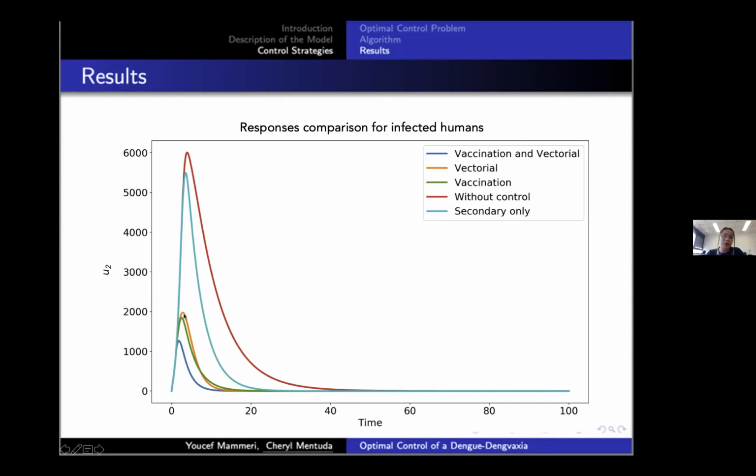For the vectorial control, it takes longer time, but the difference between the vectorial control and the vaccination is not that high. But you have to take note of the most important part here, the secondary susceptible. As you have seen, vaccinating secondary susceptible humans offers few benefits compared to without control. Okay.